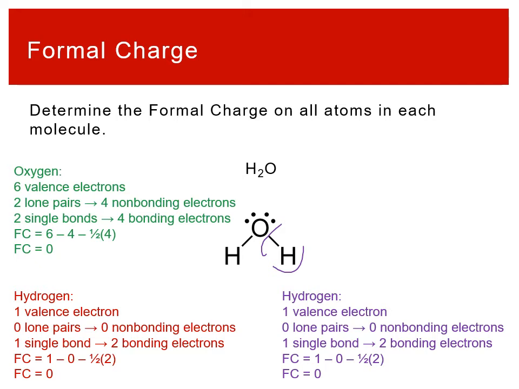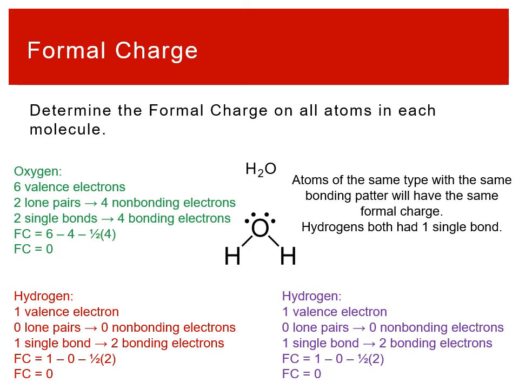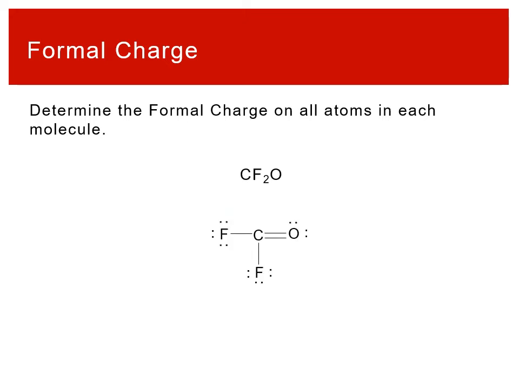And it ends up that because both of these hydrogens just have a single bond, they have the same bonding pattern, so we would expect them to have the same formal charge. The atoms of the same type with the same number of bonds. And so in general, that's always going to be true. So we didn't actually need to do both calculations for the hydrogens because we can see that they're both hydrogens and they both just have a single bond. So we could just say hydrogen 0, right? All the hydrogen atoms are going to be the same pattern.